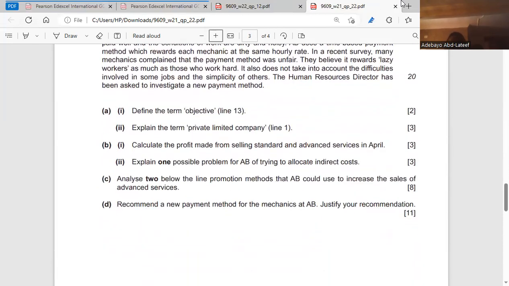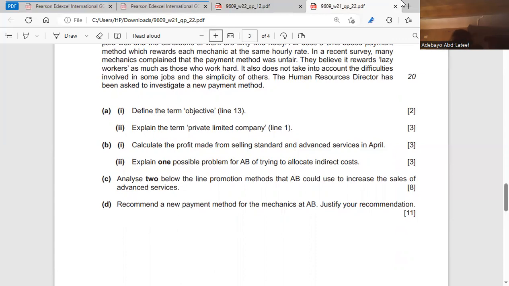Just go to the question. Define the term objective. What is an objective? Objectives are the aims a business wants to achieve. Okay. Explain the term private limited company. We call it a private limited company because it's an incorporated business where the owners are the shareholders. Okay. The owners are the shareholders.